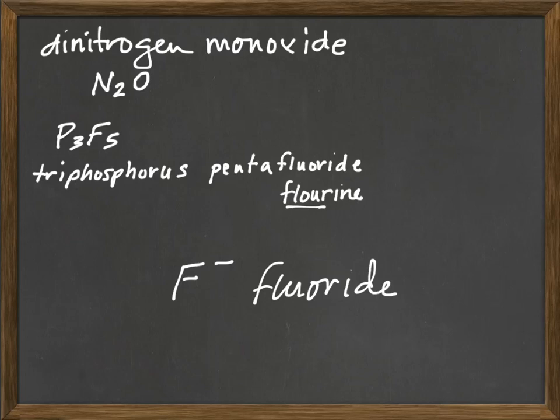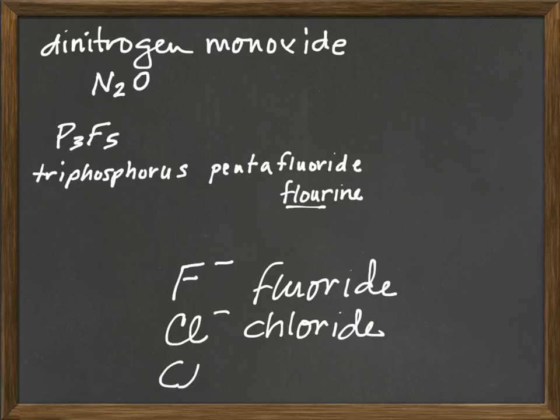The t's come in when you get oxyanions. So Cl minus is chloride. ClO2 minus is chlorite.